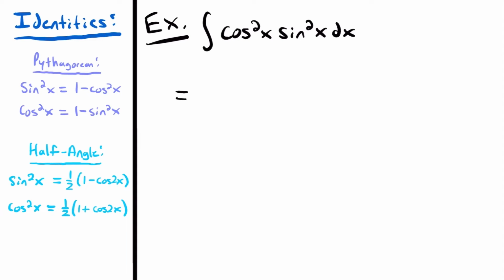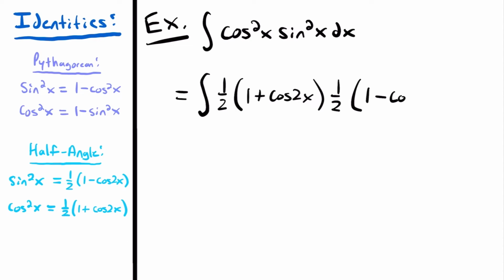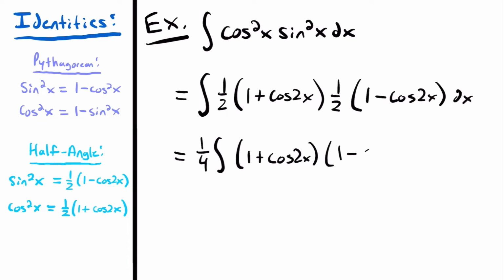So we'll have that this is equal to the integral of 1/2 times 1 plus cosine of 2x, multiplied by another 1/2 times 1 minus cosine of 2x times dx. Now if we pull each of these 1/2s out to the front of the integral and multiply them, we'll have 1/4. So this will be equal to 1/4 times the integral of 1 plus cosine of 2x times 1 minus cosine of 2x times dx.